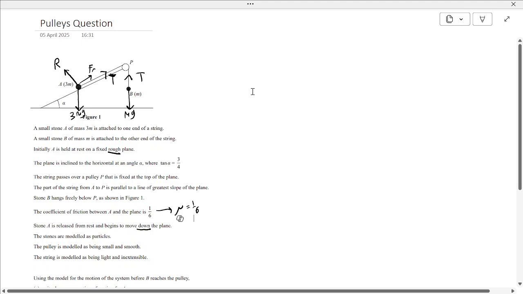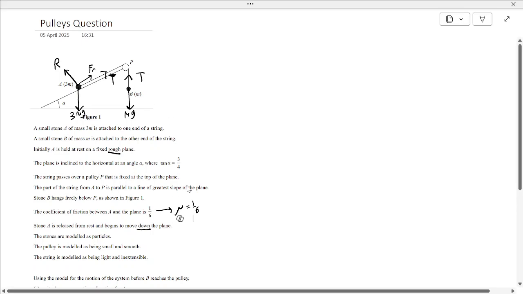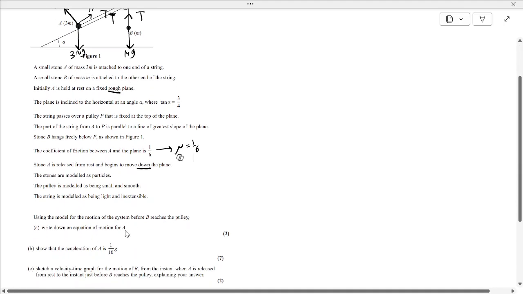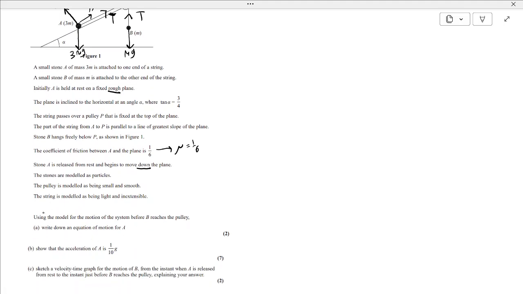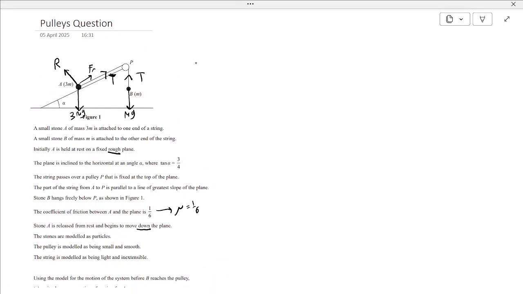In these questions, whatever part A is, whatever part B is, whatever it asks you to do, you're always going to resolve your forces for both particles. So for particle A, there's going to be two directions, and for particle B there's just one direction, so we'll get three equations. And if we read the question, it does say, part A, write down an equation of motion for A, which is what you want to do, F equals ma, so resolving your forces. I'd be doing this anyway as a first step.